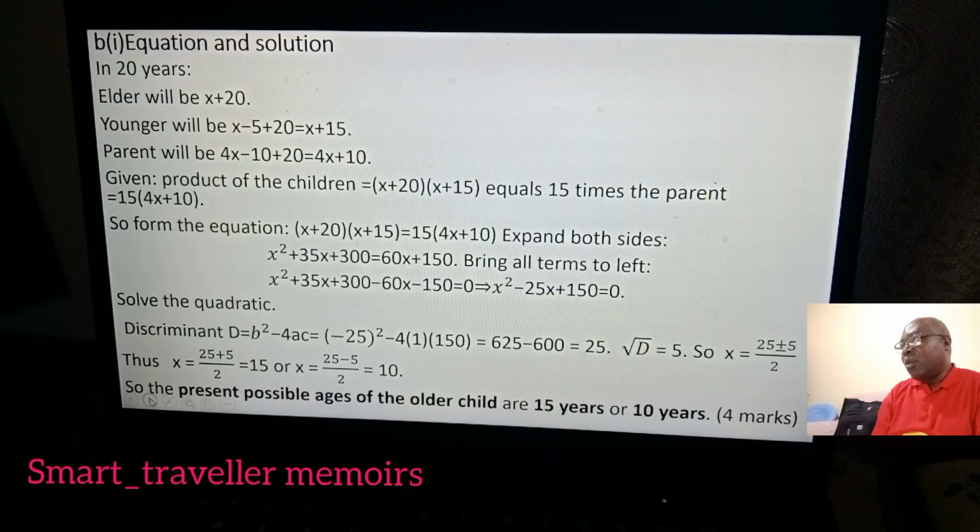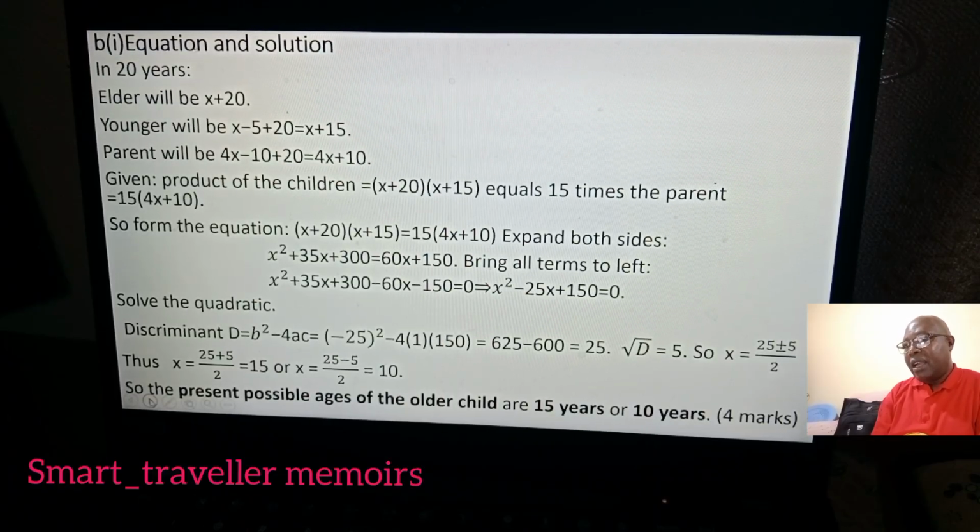So x equals 25 plus or minus 5 over 2, and thus x has two values because quadratic equations have two values. The first value, going through the positive root, x is equal to 25 plus 5 over 2, which is 15, or x is equal to 25 minus 5 over 2, which is 10. So the present possible ages of the older child are 15 years or 10 years.